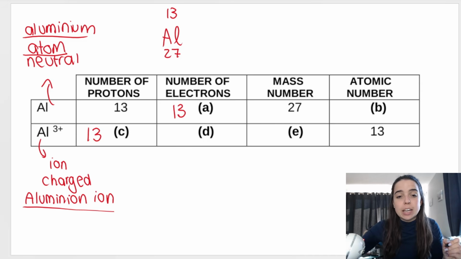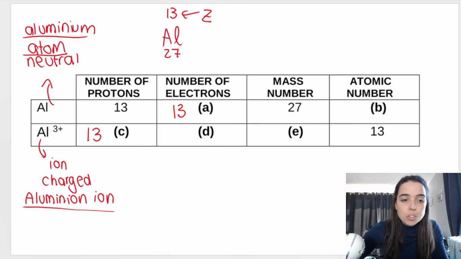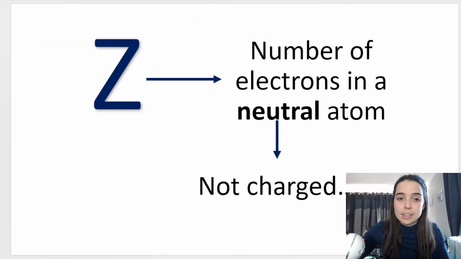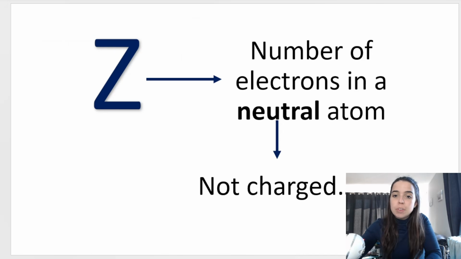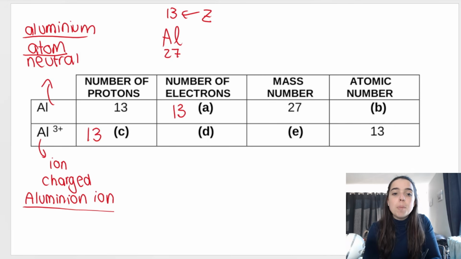Remember, I mentioned earlier that this is Z. Remember, the small number is Z. And Z is equal to the number of protons in an atom, but it's also equal to the number of electrons in a neutral atom. That's what this says here. So it's the number of electrons in a neutral atom, but it's also the number of protons. That's very, very important.